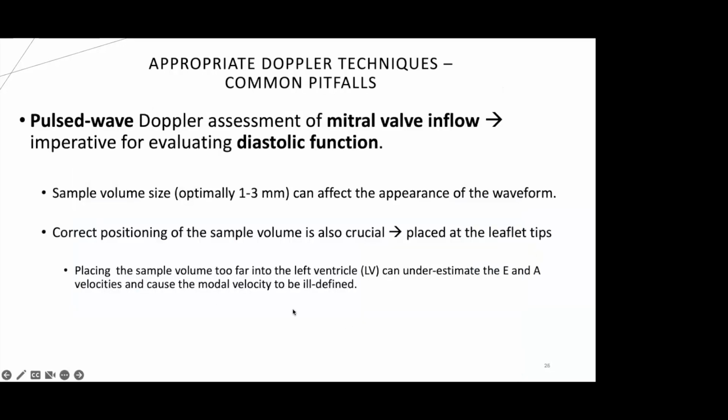So it's imperative that we do the pulsed wave Doppler for mitral valve inflow to evaluate diastolic dysfunction. And how do we do this properly? Well, ASC recommends that we have the appropriate sample volume size, 1 to 3 millimeters, because this can affect the appearance of our waveform. And it's crucial that we position our sample volume correctly just at the leaflet tips, because if we put it too far into the left ventricle, we can underestimate the E and A velocities and be misguided.